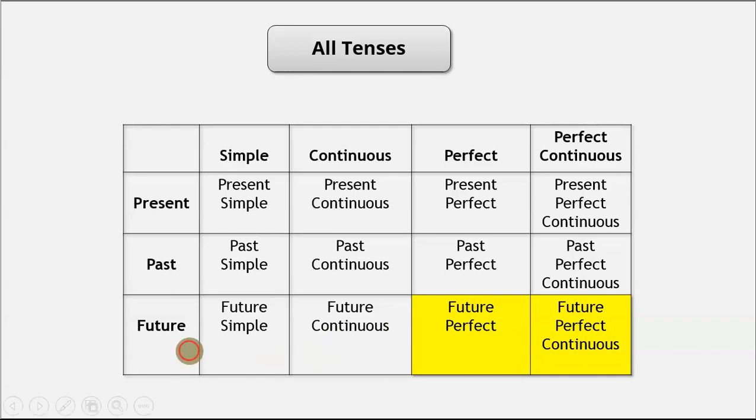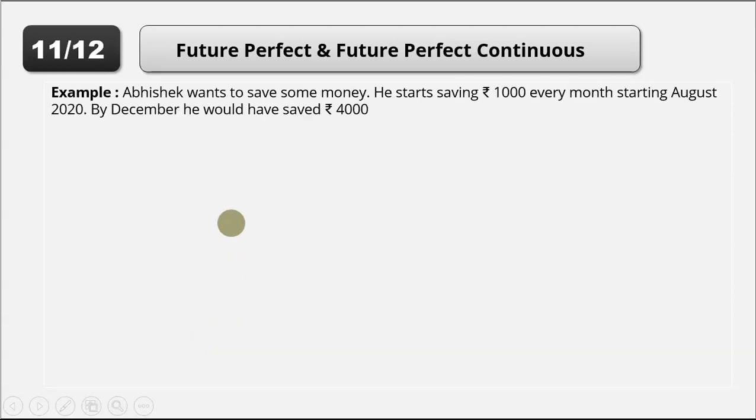So let's move on. Now, to understand the future perfect and the future perfect continuous, let us take an example. Let us say Abhishek wants to save money. He starts saving 1000 rupees every month, starting August 2020. By December, I mean by 1st of December, he would have saved rupees 4000. So for the month of August, September, October and November, by December, he would have saved rupees 4000.